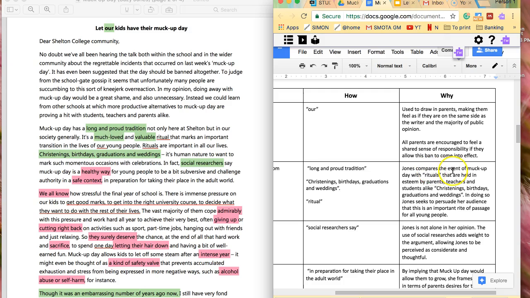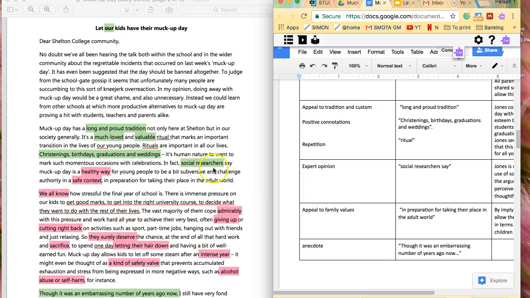And it says, Jones compares the event of Muck Up Day with the rituals that are held in esteem by parents, teachers, and students alike: christenings, birthdays, graduations, and weddings. In doing so, she seeks to persuade her audience that this, as in Muck Up Day, is an important rite of passage for all young people. And you can expand on that if you like, but that's a very brief evaluation of those little techniques there.